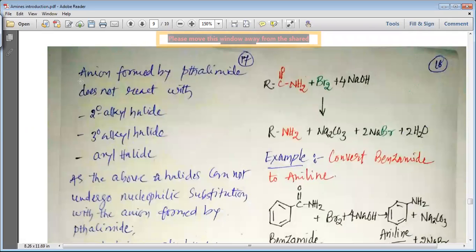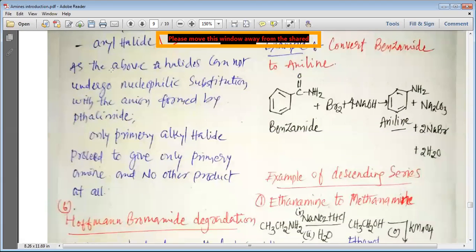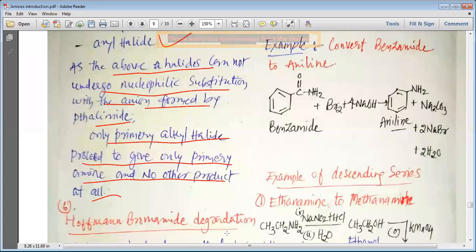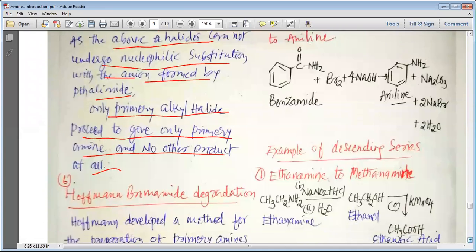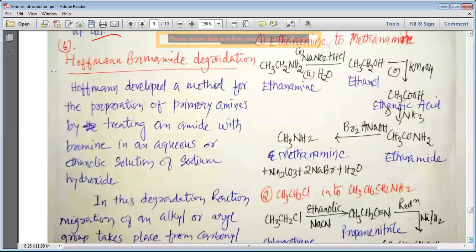or phenyl alkyl halide. That is why the anion formed by the phthalimide does not react with the secondary alkyl halide, tertiary alkyl halide or aryl alkyl halide. As these cannot undergo the nucleophilic substitution reaction with the anion formed by the phthalimide, only primary alkyl halide can be prepared by the Gabriel-phthalimide synthesis. So now I hope, my dear students, you must have understood the process which is known as the Gabriel-phthalimide synthesis.